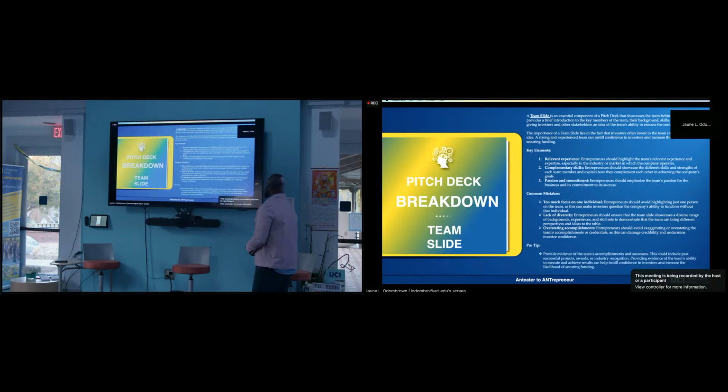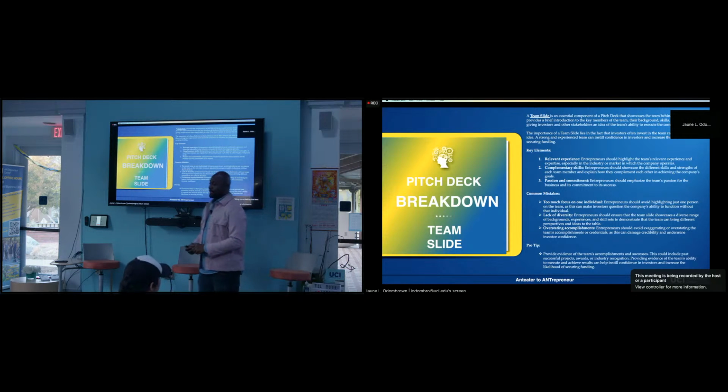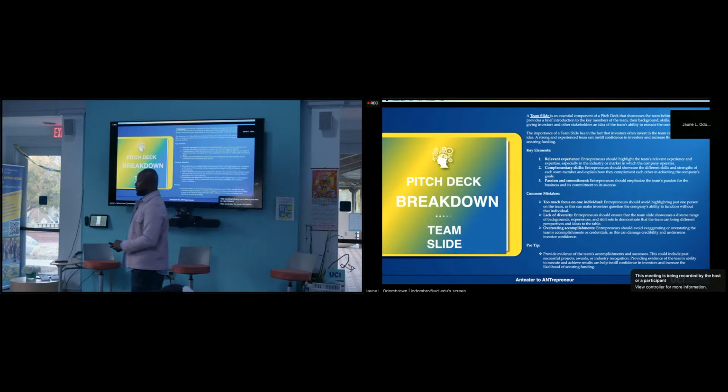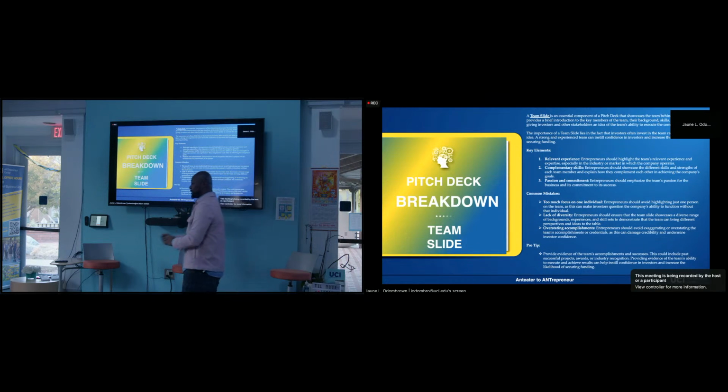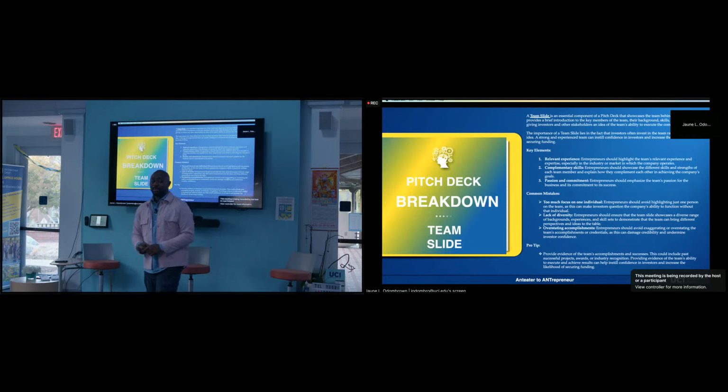So common mistakes we find here, too much focus on one individual. You want investment, you better be an amazing one-man team, one-woman team. If you want investment for being one person, you might want to switch that up, because guess what? It doesn't happen very often. It's like the 1%ers of the 1%ers of the 1%ers who go down that line, okay?